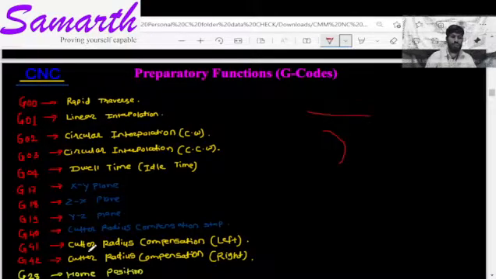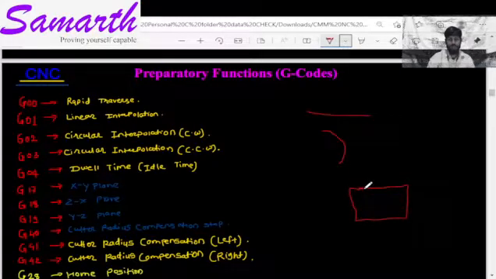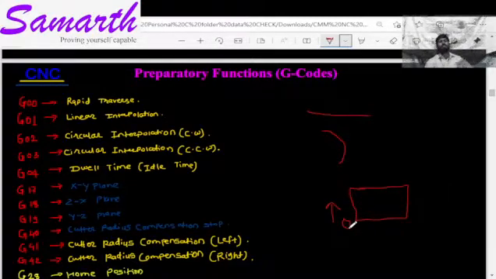Let us just look at what the meaning of these codes is. Cutter radius compensation: if there is left side cutter radius compensation, let us say this is our workpiece. Okay, this is considered rectangular, and we are moving in this direction. Let us say this is the cutting tool, any circular shape. It may be any type of rotating tool like a drill or a milling cutter. Then this is the center.